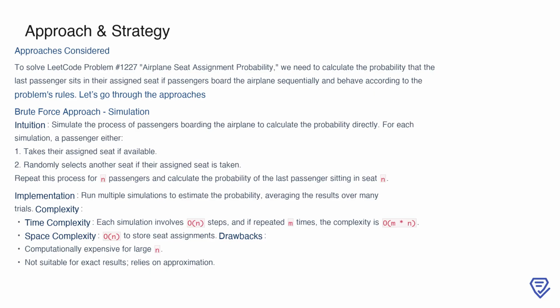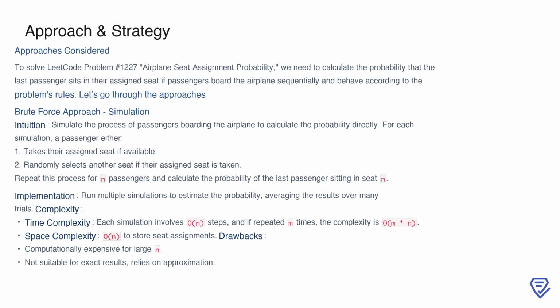When a passenger boards the plane, they either sit in their assigned seat if it's available, or they randomly choose another seat if their assigned one is already taken. By repeating this simulation for all n passengers and running it multiple times, we can estimate the probability based on the average outcome. However, this approach comes with significant drawbacks.